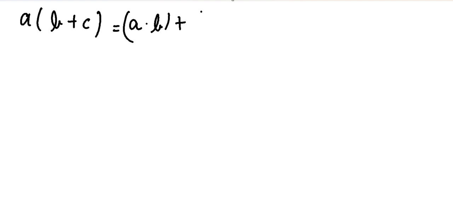So, all of us are aware of the distributive property which we have learned in previous classes. A into B plus C is equivalent to A into B plus A into C. Correct? So, we are just multiplying this A inside. Right, so it becomes A into B plus A into C. So, we are aware of this distributive property.